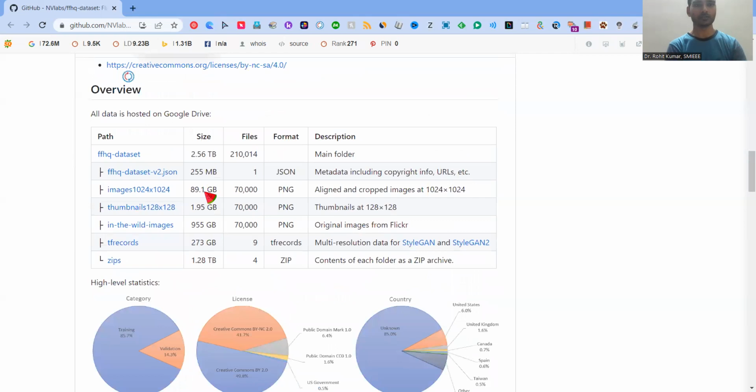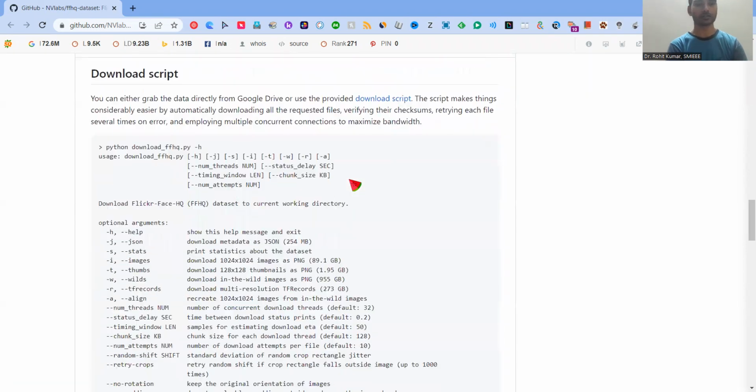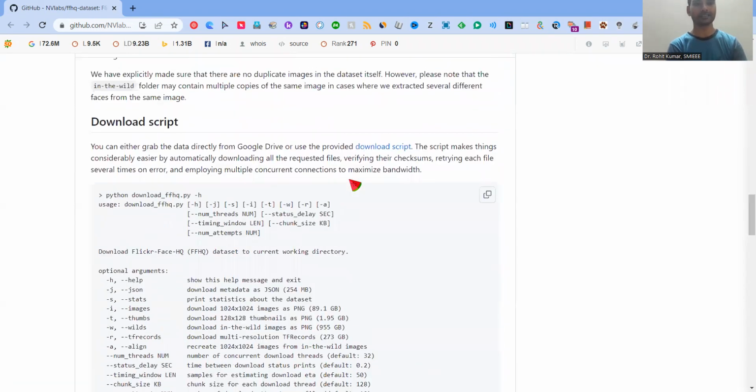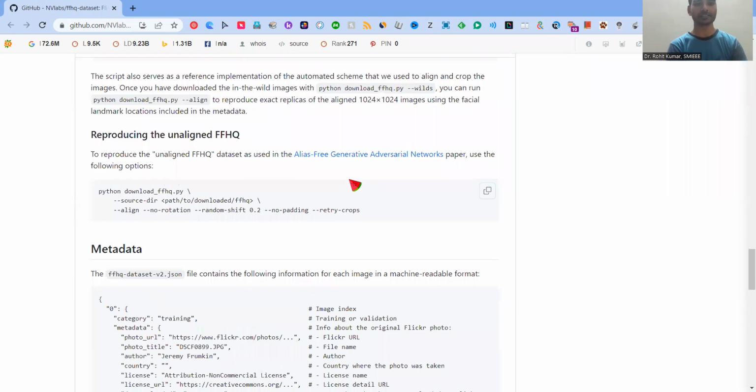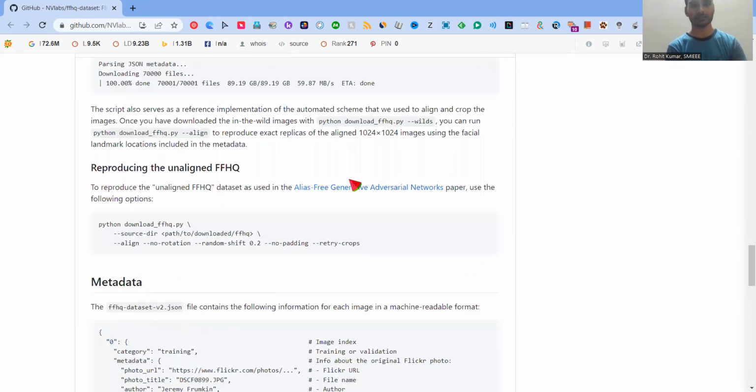Coming to the overview, you have the different sorts of JSON and other format related information over here. If you're interested, you can go through these details. The download script and all the related details, including the metadata and the reproducing related information, are given in this GitHub page.